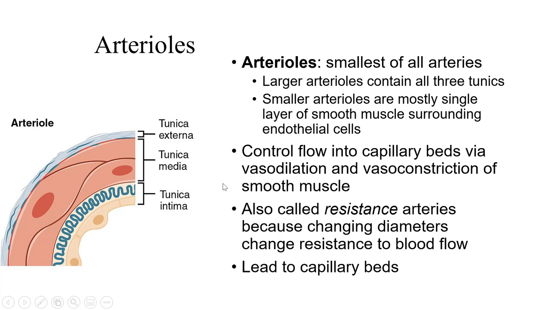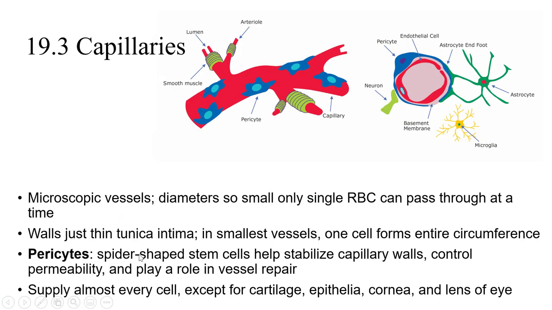Arterioles are the smallest of the arteries. The larger ones would be made up of three layers. They would still have the tunica intima, tunica media, and tunica externa. But the smaller arterioles, as they get smaller and smaller, are mostly a single layer of smooth muscle surrounded by endothelial cells. They control the flow into the capillary beds, and they're also known as the resistance arteries because the changing diameters would change the resistance to blood flow. And these arterioles eventually lead into the capillary beds.